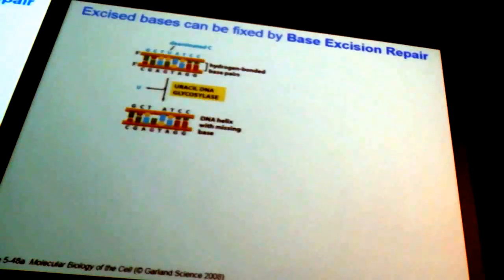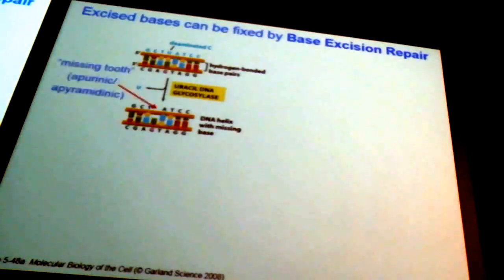Okay? So the idea here is any kind of mismatch, any kind of base change is recognized by enzymes called glycosylases that are evolved to recognize that mistake. And the first thing that they do is kick the base out. So here's an example of uracil being kicked out. And then there are subsequent repair mechanisms. So we'll talk about those mechanisms in turn.